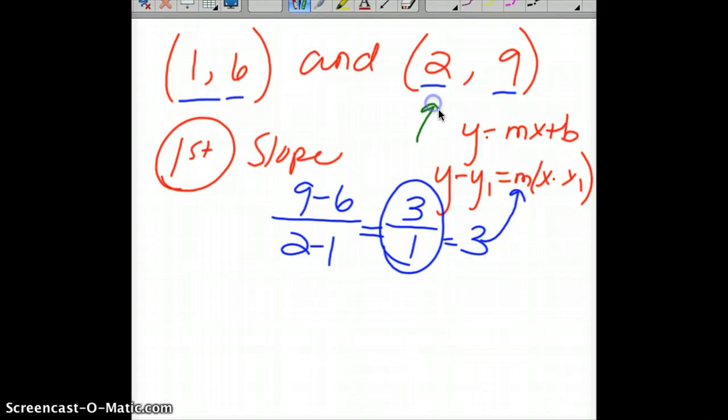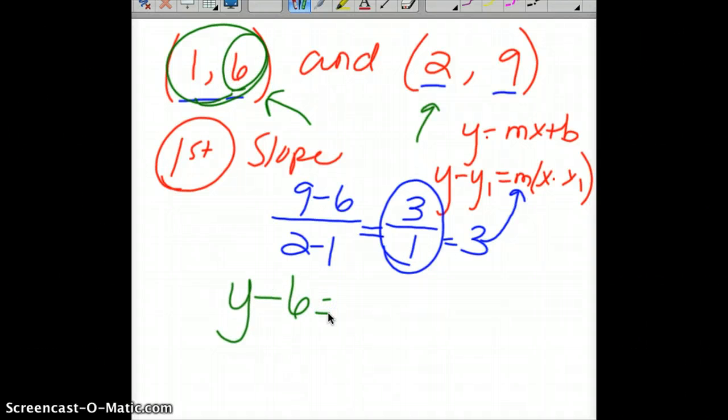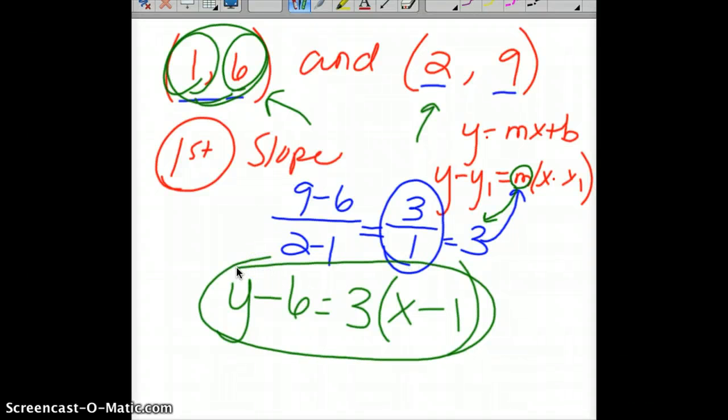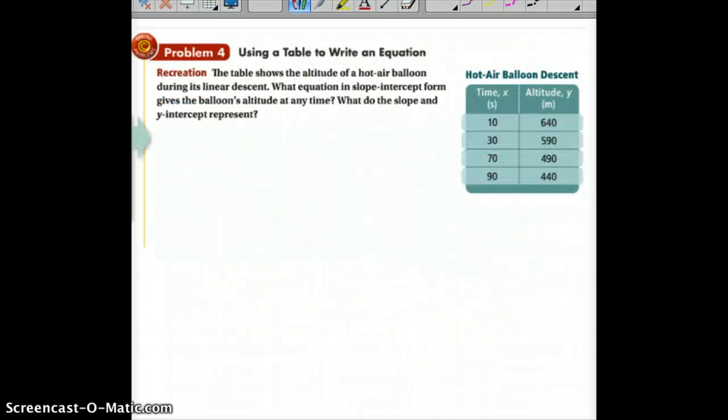Now, I can pick either point. I'll pick this first one here. Y minus y1 equals m, which is 3, times x minus x1. There is my equation in point slope form. All right, quickly, one more example.